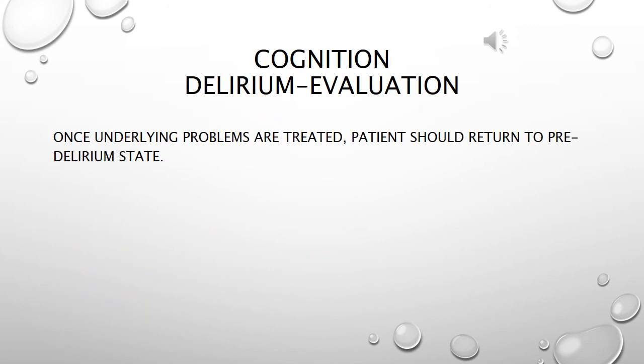Delirium, as far as evaluation, once the underlying problems are treated, patients should return to pre-delirium state and baseline. So it should go back to the way it was if they had Alzheimer's. If it was a mild case of Alzheimer's and it went from mild to severe, once we corrected the problem, they went back to their original state. Or if they never had any issues with confusion or level of consciousness, they returned back to normal. So all those things are considered because delirium is not something that's long-term.